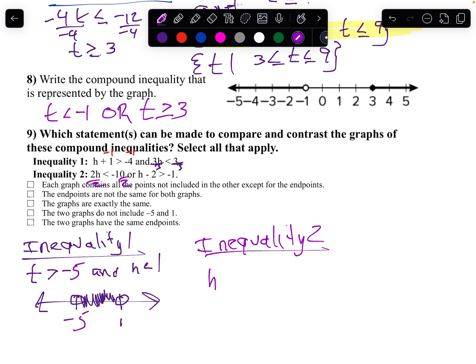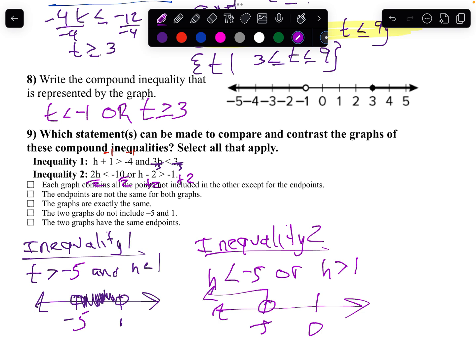Okay. So if I divide by 2 in the second one, I get h is less than negative 5. Or we'll add 2 over here, and we'll get h is greater than 1. It's an OR problem, so I got negative 5 or 1. Open circle at negative 5, we're going to go to the left. 1 will go to the right.